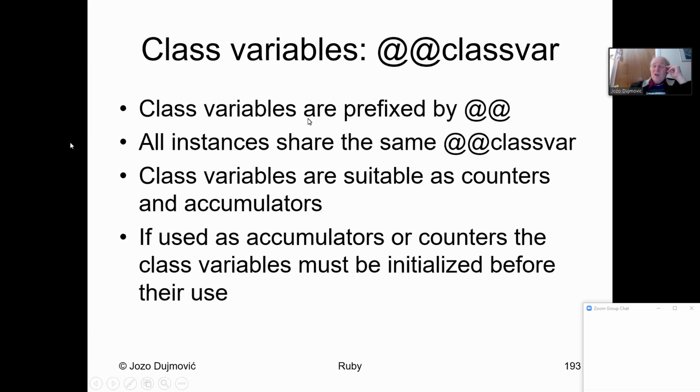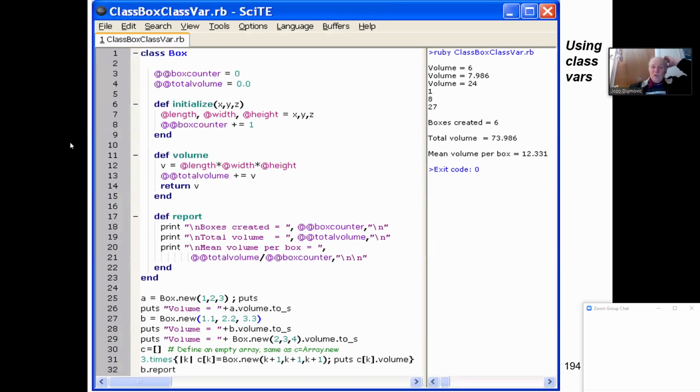Now, class variables have a special syntax. They start with 2 @ signs. So all instances share the same class variable, and they are usually used as accumulators or counters. So let me show you an example of their use. What I have here is the situation that I'm going to create boxes. So I am going to say box new 1, 2, 3, and then another box new. And then I'm going to create boxes in an array. So when I do that, I'm going to create plenty of boxes.